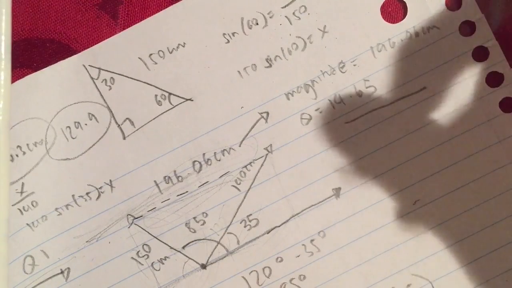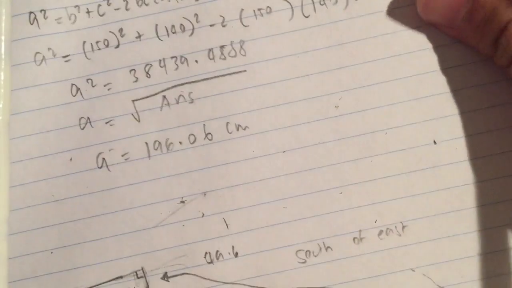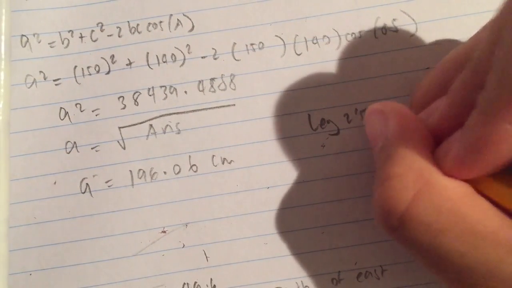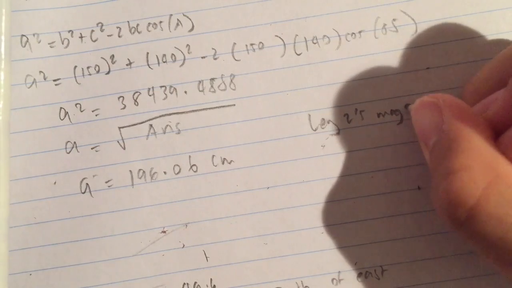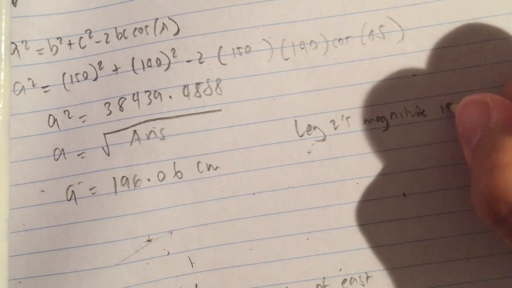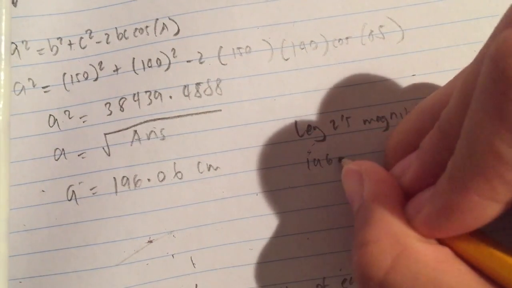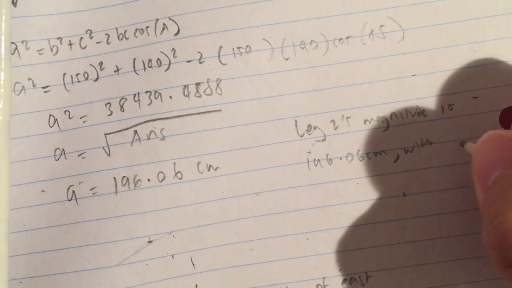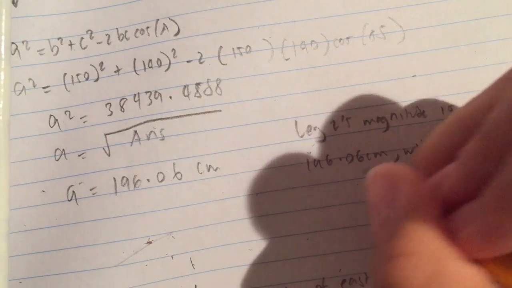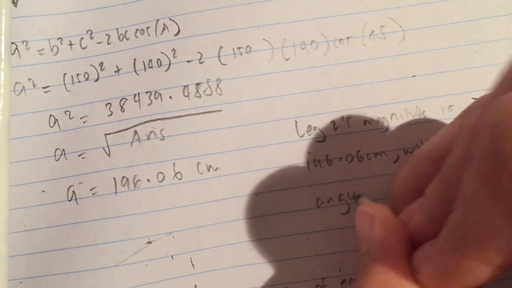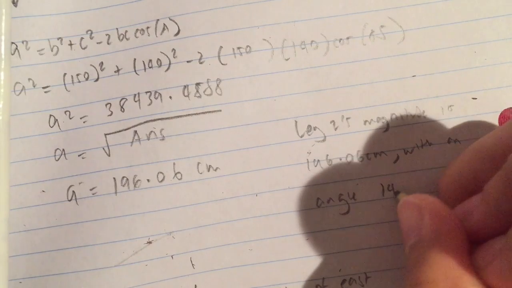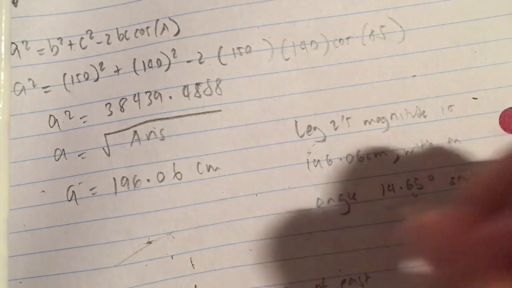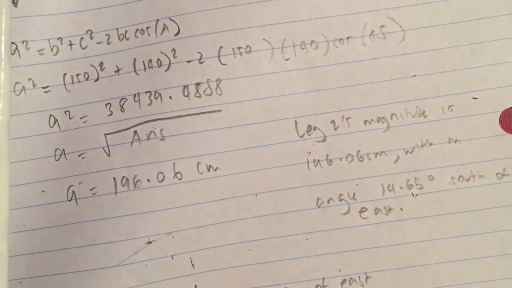So let's put this in a conclusive answer. So leg 2 magnitude is 196.06 cm with an angle of 14.65 degrees south of east. Done.